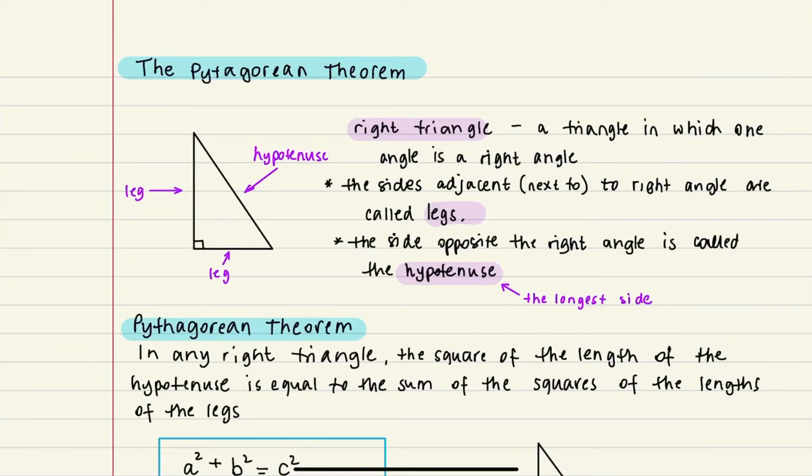Okay, so a right triangle is a triangle like this one that has at least one right angle, and right angles are marked by drawing this little square in the corner.